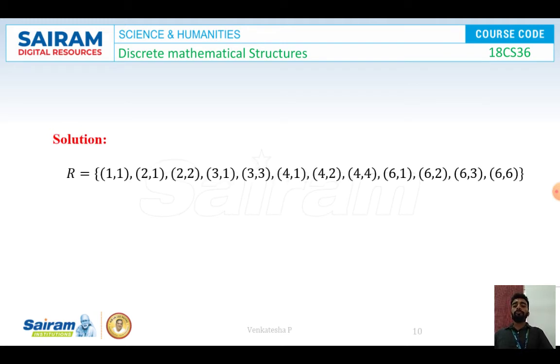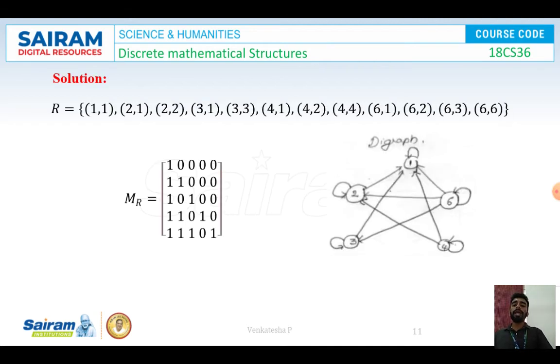So first I'm going to make the ordered pairs. So R is given by (1,1), (2,1), (2,2), (3,1), (3,3), (4,1), (4,2), (4,4), (6,1), (6,2), (6,3), (6,6). So now for this relation I'm going to make the matrix. So the matrix is given by like this.